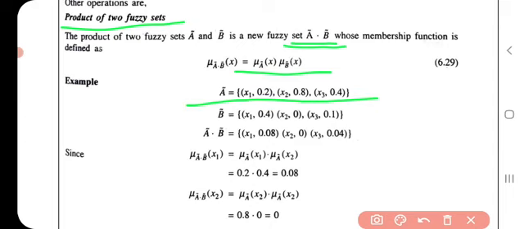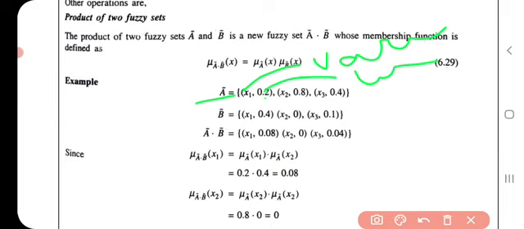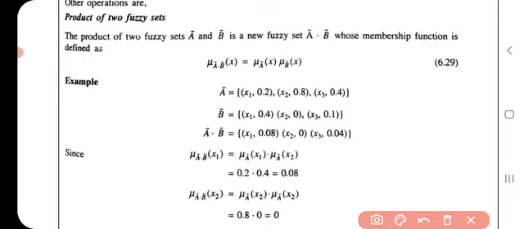If A is this fuzzy set and B is this, here these two values in all fuzzy sets, this one is the mathematical value, or we can say the variable, and this is the linguistic value, the probability value, okay? So we have to do multiplication for fuzzy set x1. The membership function mu of ab at x1 is equal to mu a x1 multiplied by mu b x1.